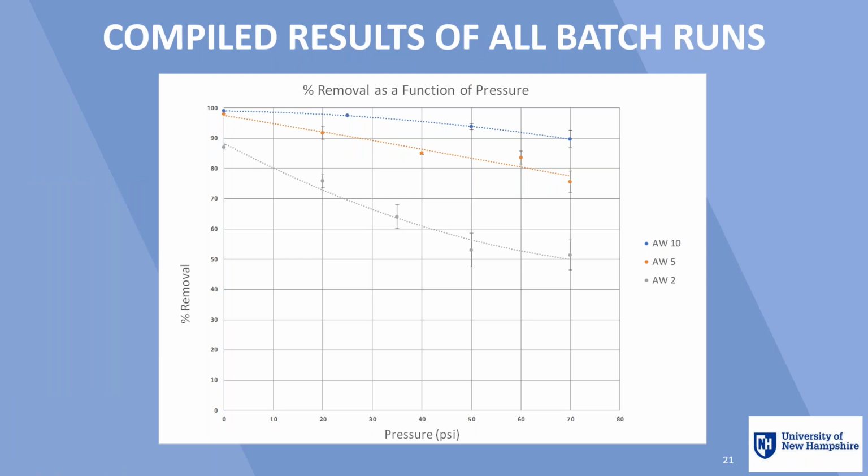So the compiled results of all the batch runs are shown in this graph, and each line is a different air to water ratio. The bottom is the air to water ratio of 2, the middle orange is an air to water ratio of 5, and the top blue is an air to water ratio of 10. As expected, the percent removal decreased with increasing pressure, and also the increased spacing between the lines as pressure increases shows that the effectiveness of the air to water ratios is more significant as the pressure increases.